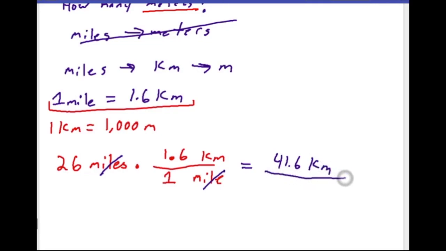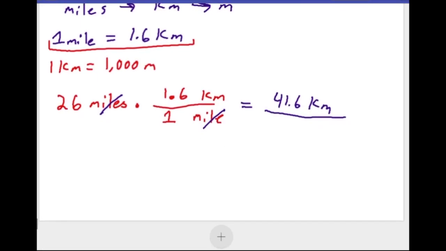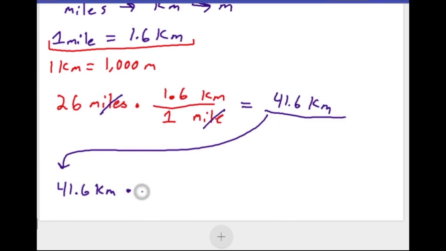Unfortunately, this is not my final answer, right? It asked me for meters, not kilometers. So now we need to bring that down here and do another conversion. So we have 41.6 kilometers times, well, let's look at our other ratio. 1 kilometer is equal to 1,000 meters.